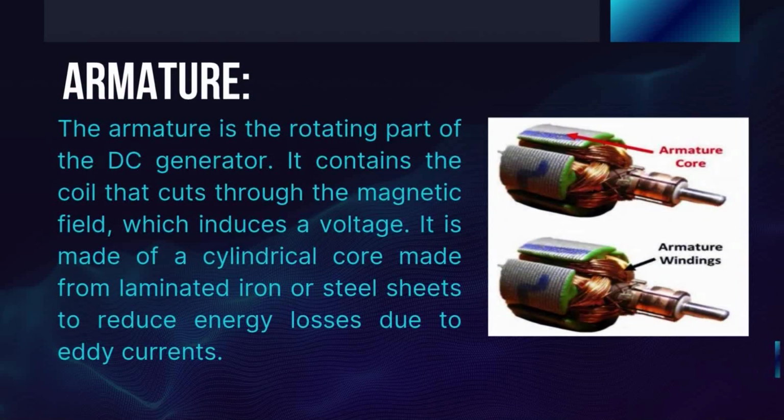So next is armature. The armature is the rotating part of the DC generator. It contains the coil that cuts through the magnetic field, which induces a voltage. It is made of a cylindrical core made from laminated iron or steel sheets to reduce the losses of energy due to eddy currents. The next component is the commutator.